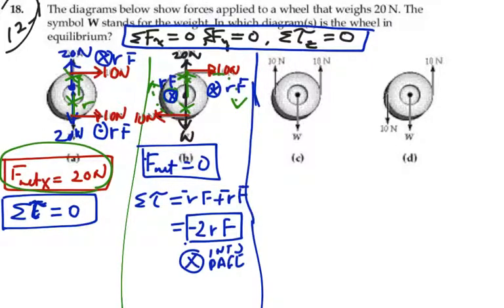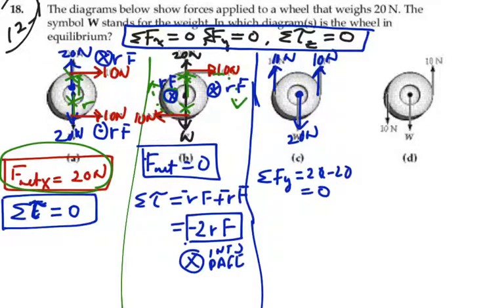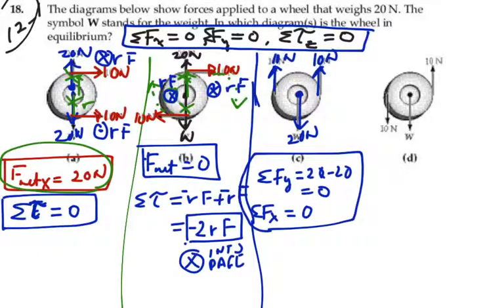Whew. Alright, let's look at the next example. We have two 10 newton forces going up, and then we have this 20 newton weight force going down. So the summation of all the forces in the y direction is going to be equal to 20 minus 20, or 0. And there are no forces in the x direction, so force equilibrium exists.